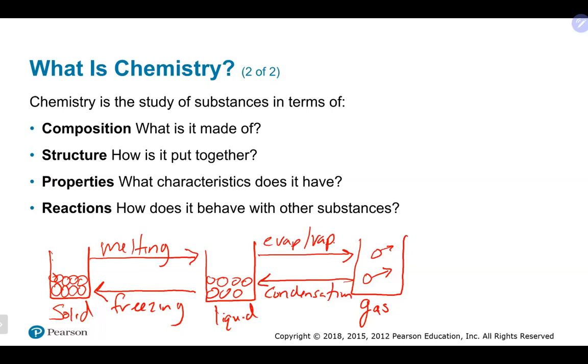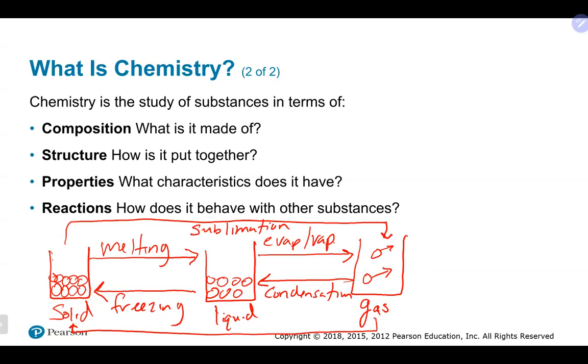There's also a process where we go from solid directly to gas, and we skip the whole liquid part of it, and that is the process known as sublimation. Like dry ice, perhaps you've seen dry ice before. That is sublimation. And there's also the process going from gas back to solid, and that is the process of deposition.